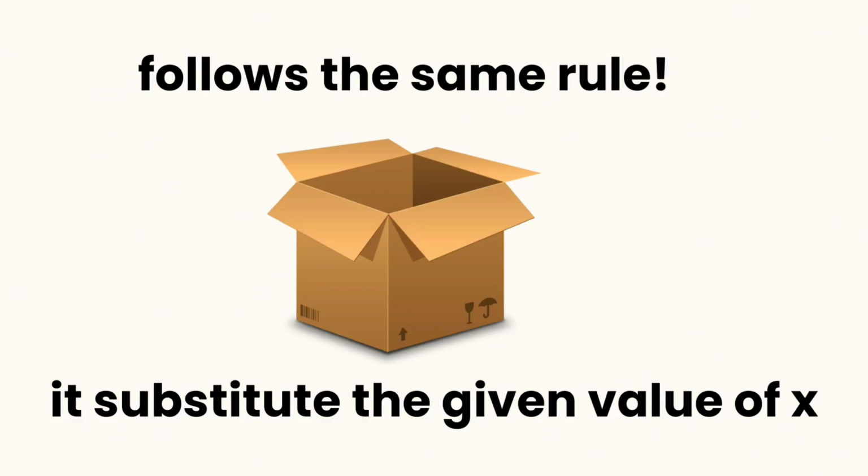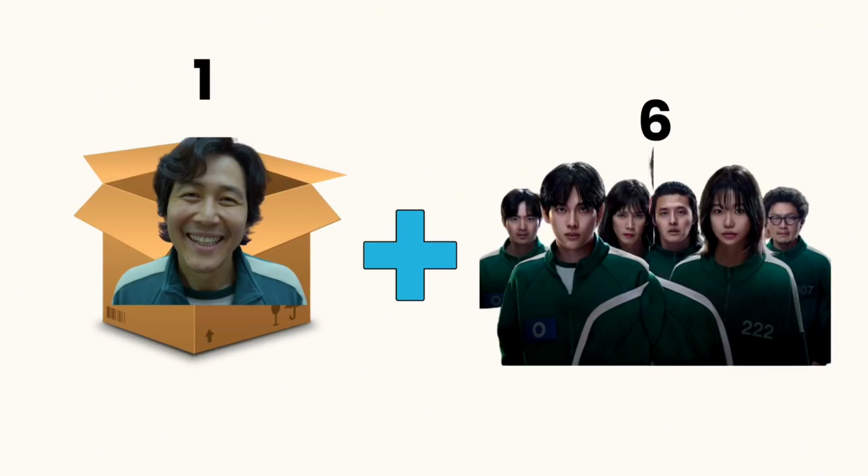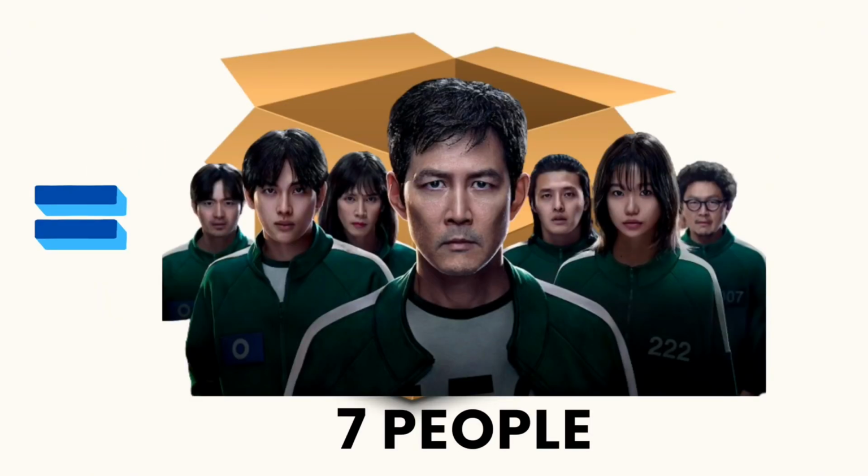Another example is, imagine if I put 6 people in that box and the box still adds 1 person. What do I get? I get 7 people in that box. That's a function. The rule is take the given value of the input, or x, then put it into the equation, then give the output. Now let's go on to identifying if the given is a function or not. Just pause the video until you have an answer.